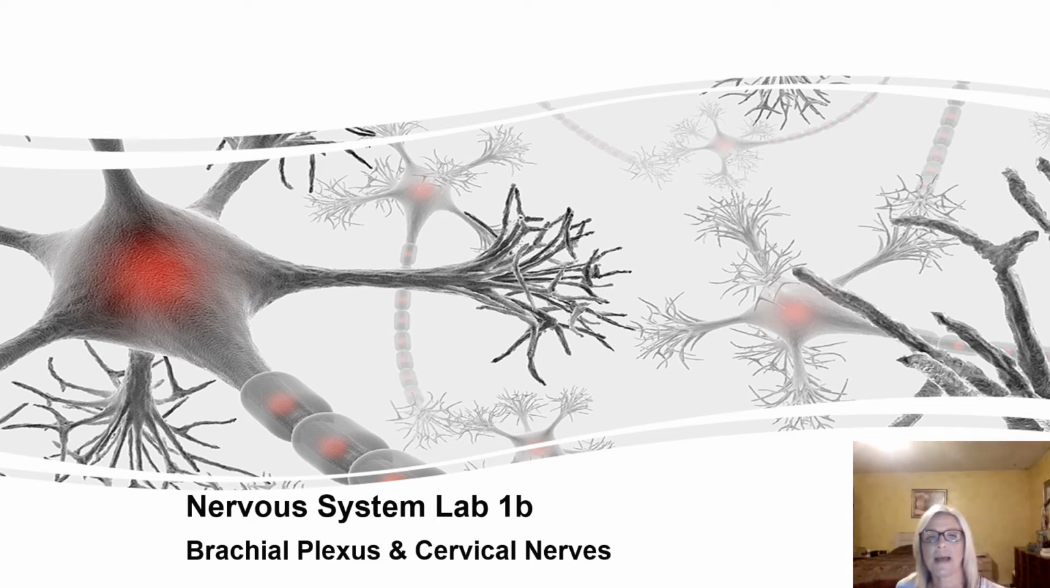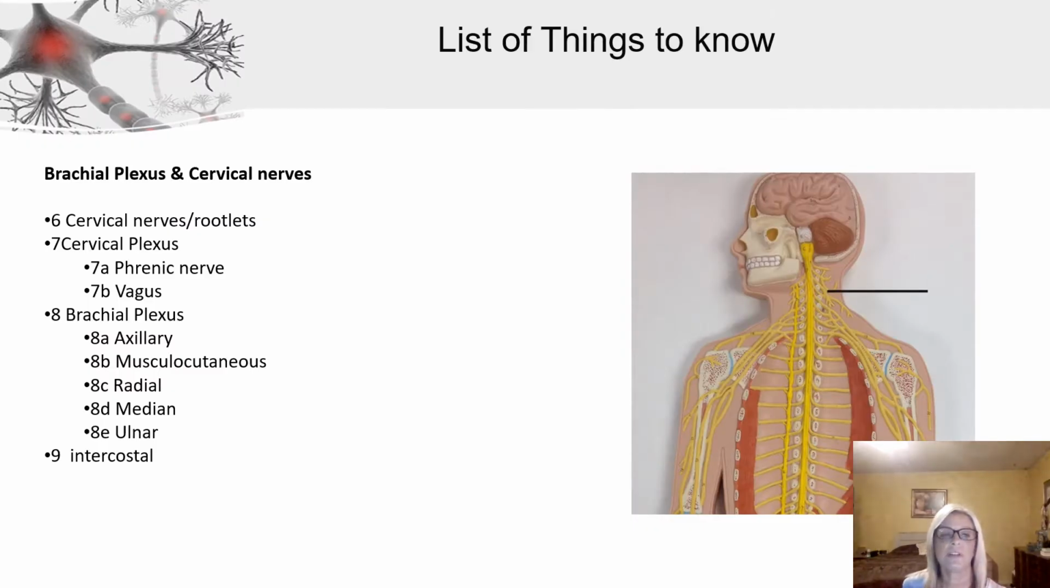In this portion of the lab, we're going to be looking at the brachial plexus and some cervical nerves. We won't look in depth at all the plexus and every root and different components that they have, but I will let you know which portions you need to know of each plexus. So here is the list of the features or things that you need to know of the brachial plexus and these cervical nerves, all right?